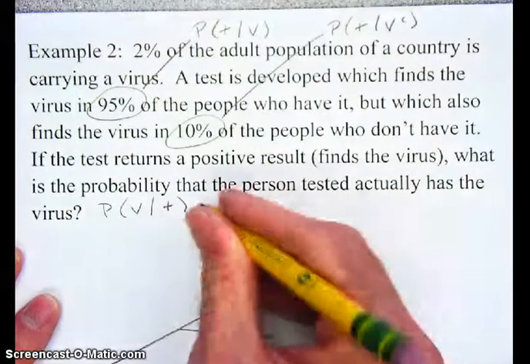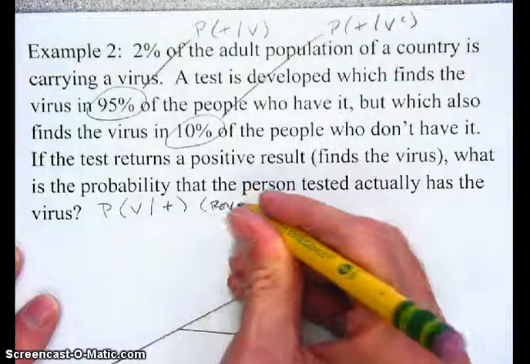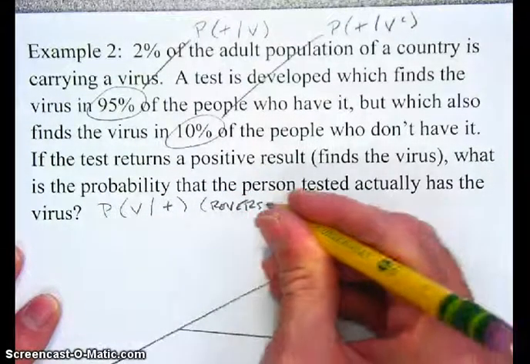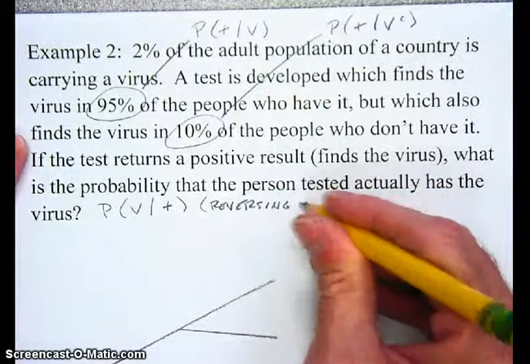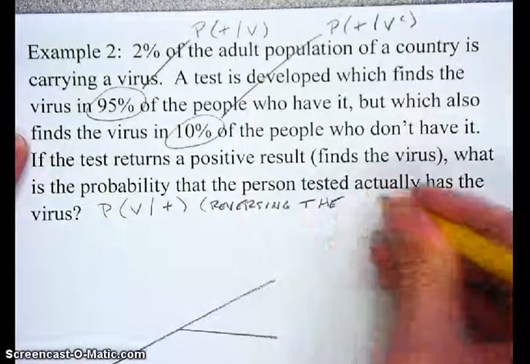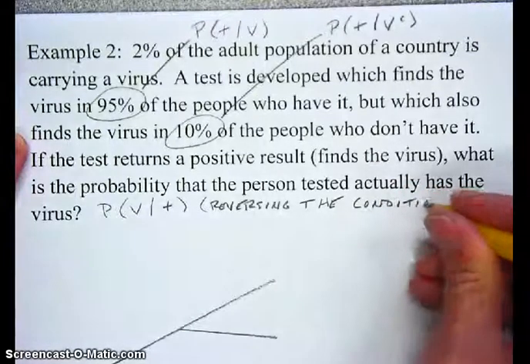This is what they call reversing the conditioning, and it's very commonly seen in probability questions like this, and tree diagrams are really useful for answering questions of this type.